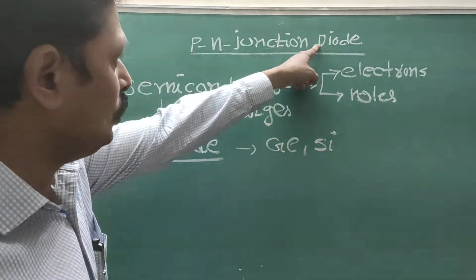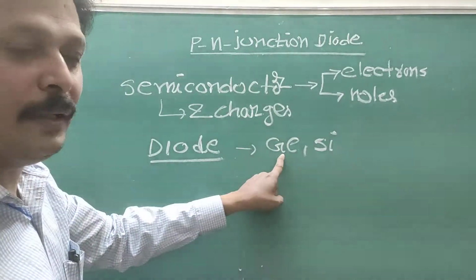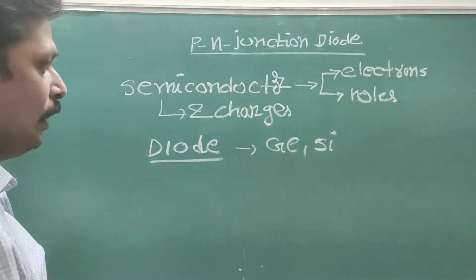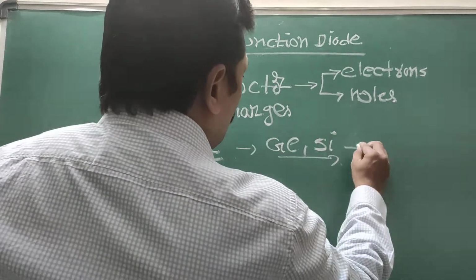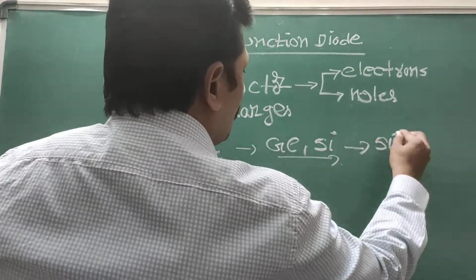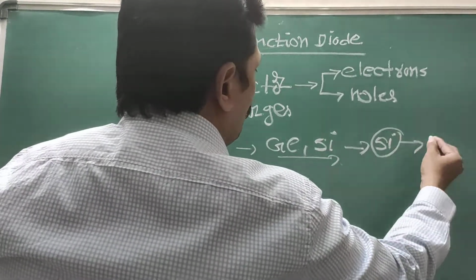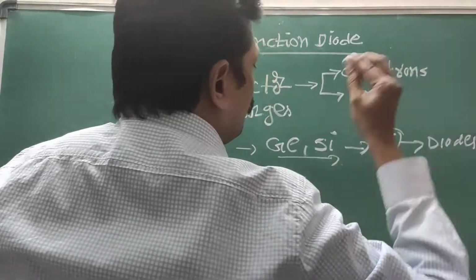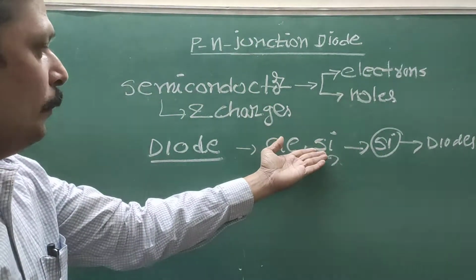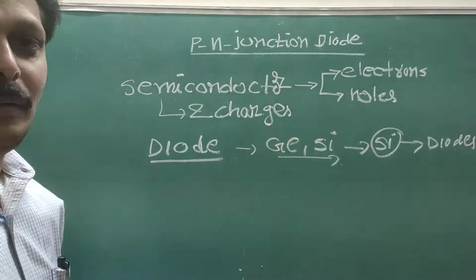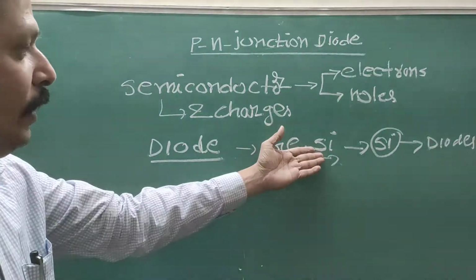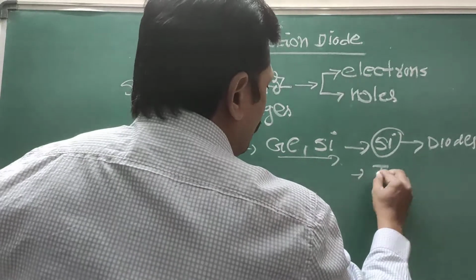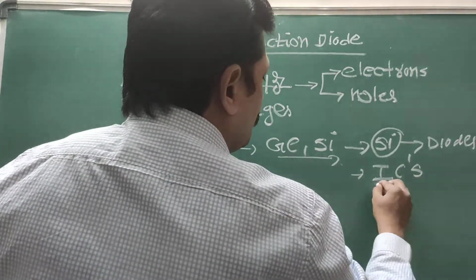Now these diodes are constructed either with germanium or with silicon. Compared to germanium and silicon, the preferable material is silicon. For that reason, most of the diodes are made with the basic material silicon. And the same silicon is extended in all kinds of integrated circuits, that is, ICs.